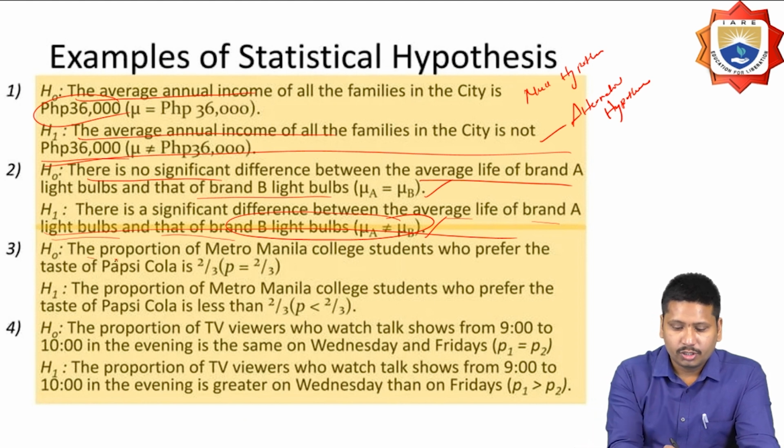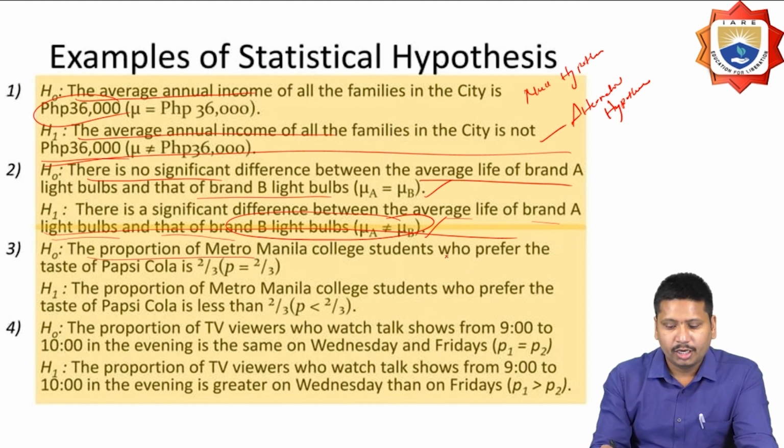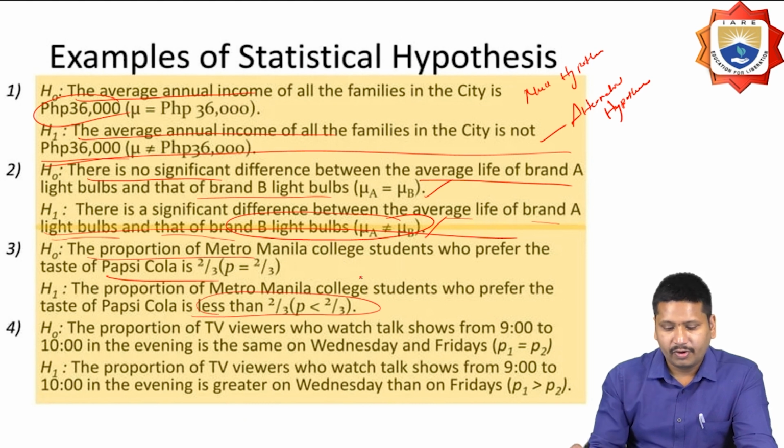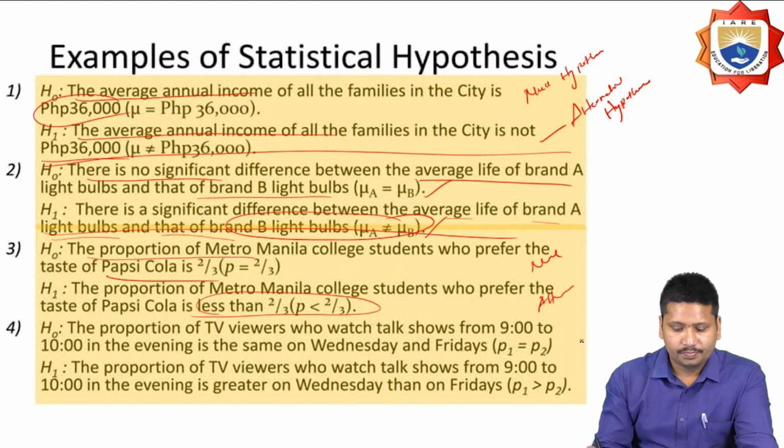And next one, I'm going to consider the proportion of Metro Manila College students who prefer the taste of Pepsi Cola, which is this value. Similarly, the alternative should be less than that value, and this should be the null, and this should be the alternative.